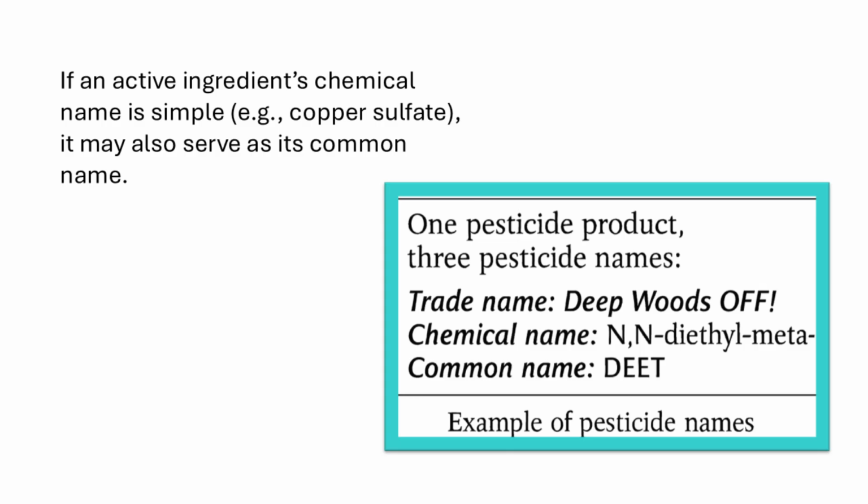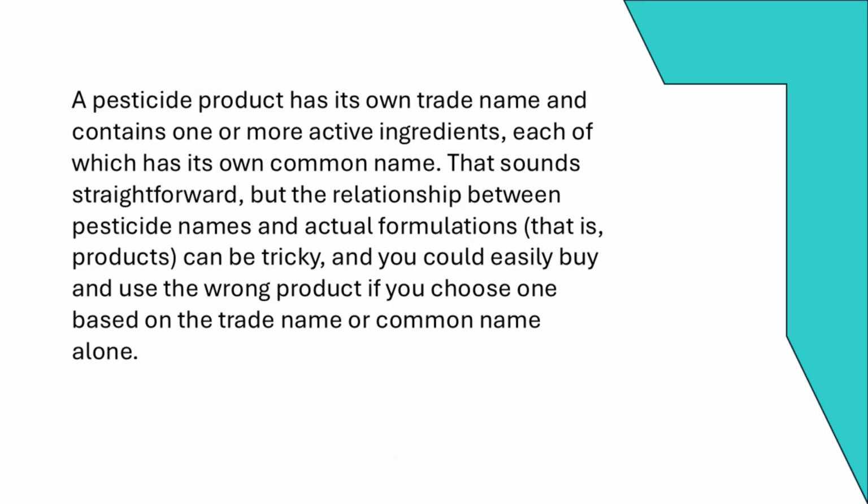Look at below. You can see we have one pesticide product with three pesticide names: the trade name, the chemical name, and the common name. A pesticide product has its own trade name and contains one or more active ingredients, each of which has its own common name. That sounds straightforward, but the relationship between pesticide names and actual formulations, that is, products, can be tricky.